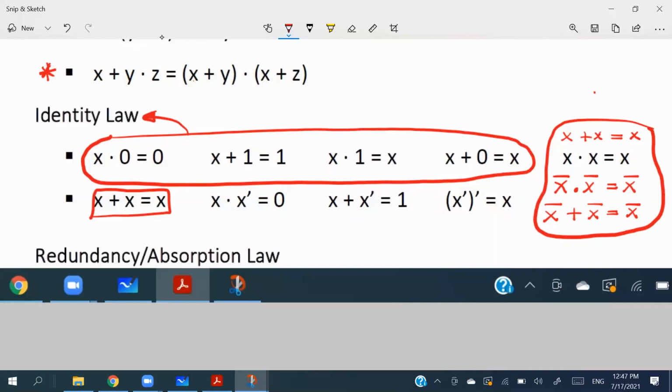Identical. So these things are called idempotent laws. Idempotent law. Right? So I want you to do the changes.